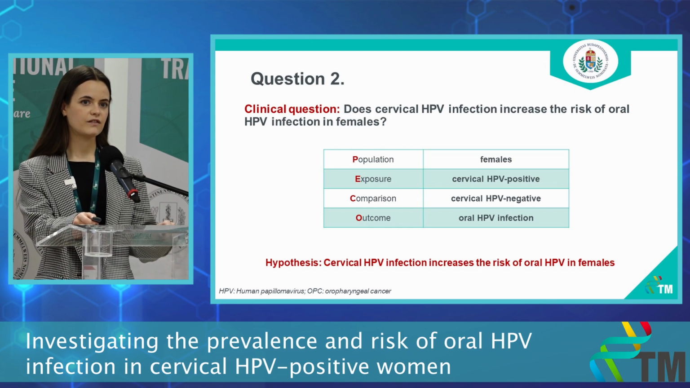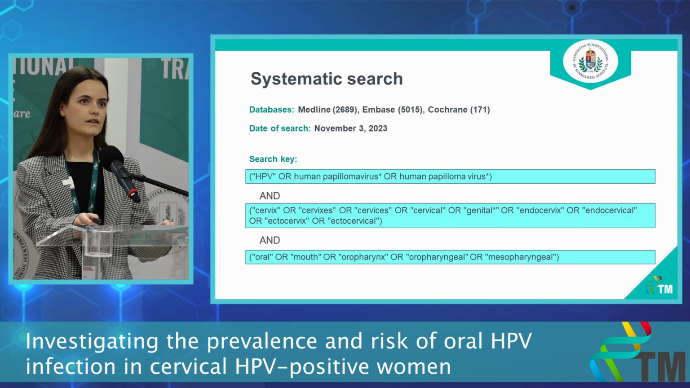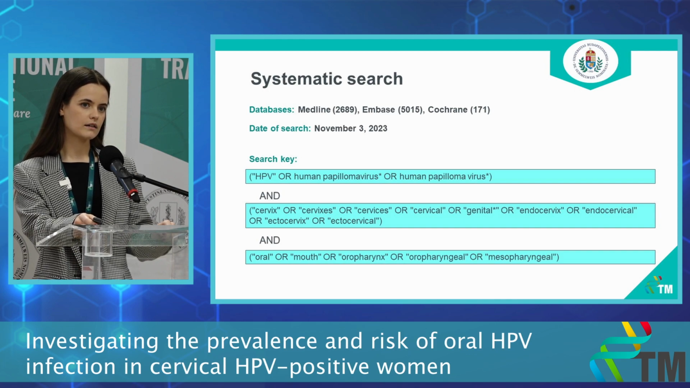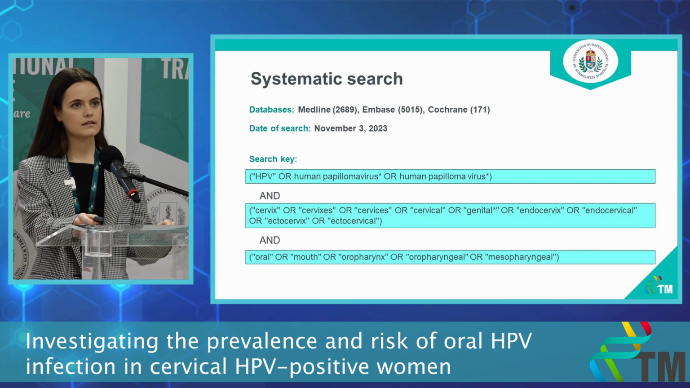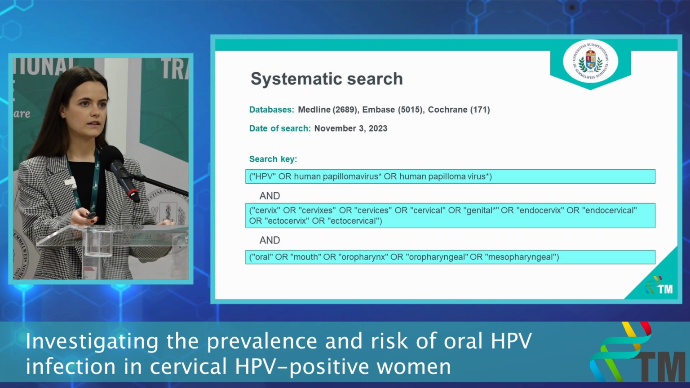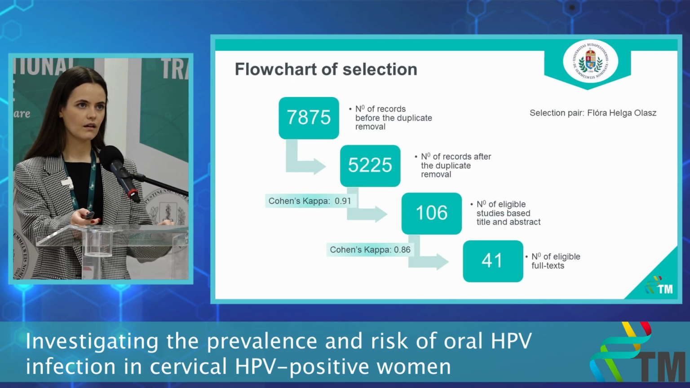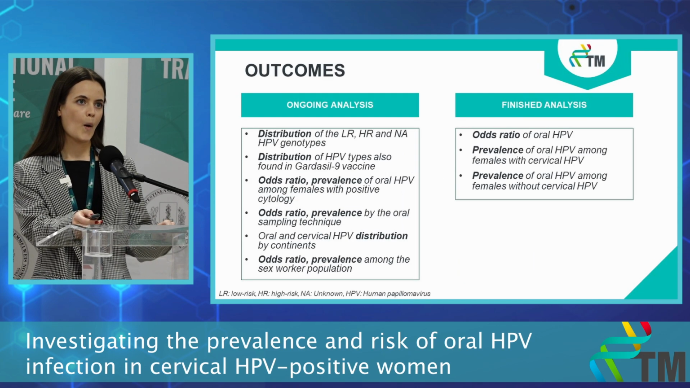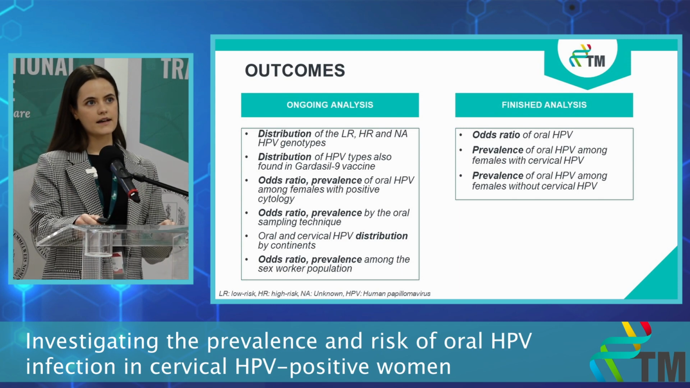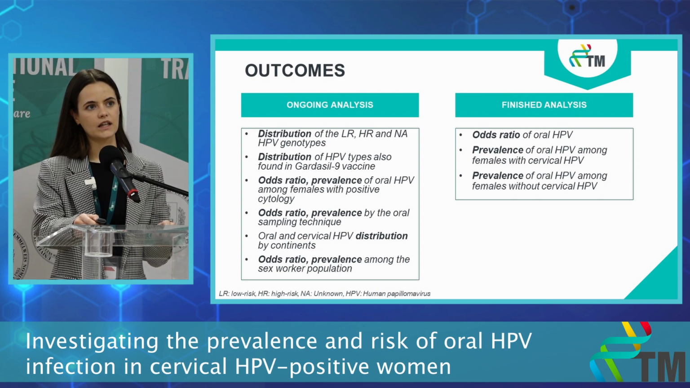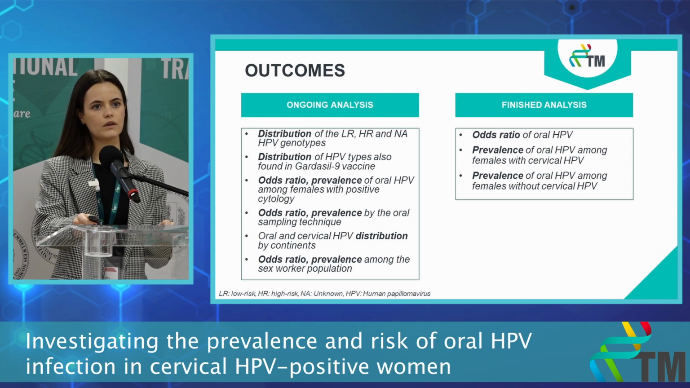Here you can see our systematic search, which we conducted in 3 separate databases in November, with this search key below. After the selection, we ended up with 41 eligible full texts. As you can see, we finished the primary outcomes analysis, and we are working on our secondary outcomes and the subgroup analysis.